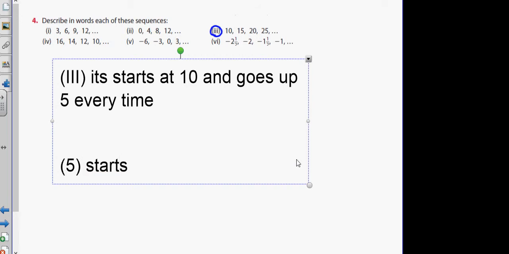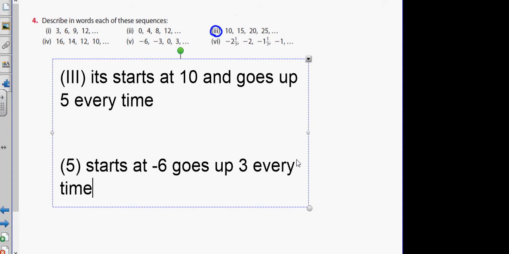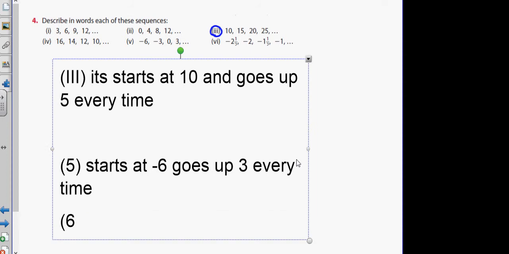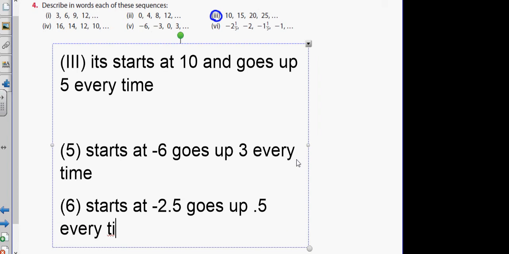Starts at -6, goes up 3 every time. Easy, right? And finally, part 6, which is probably the toughest one out of the 3, starts at -2.5, 2.5 I'm going to call it, goes up a half, 0.5 every time. That's question 4 done. 3 of them done in a couple of seconds, alright? Very easy. Alright, next part.